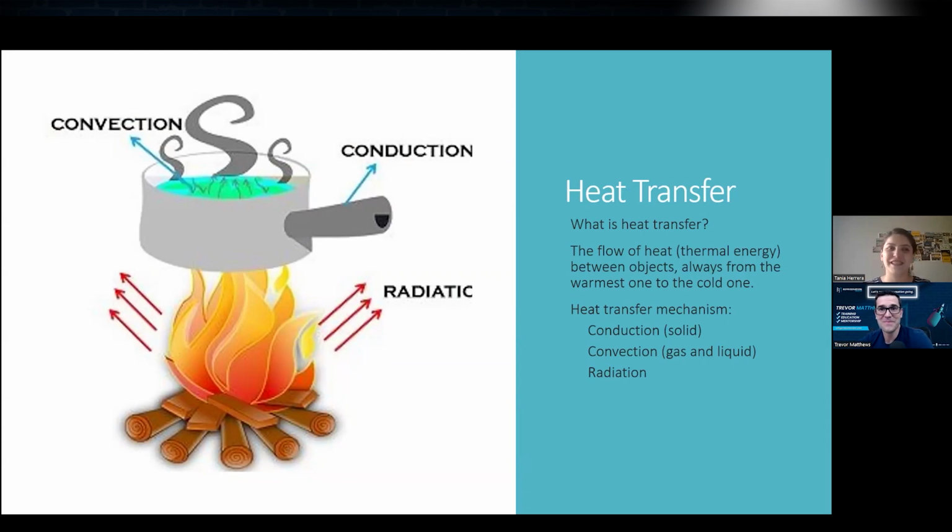So there are also 3 mechanisms of heat transfer. We have conduction, convection, and radiation.